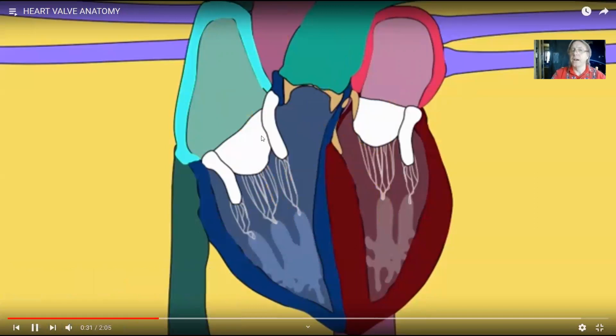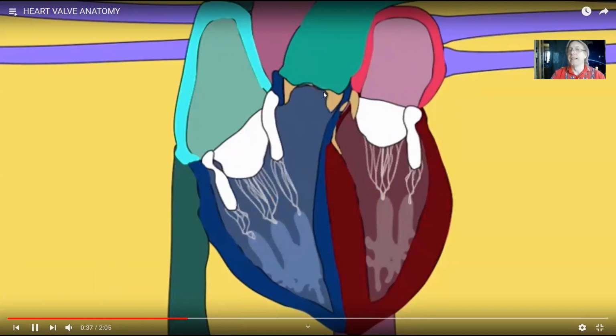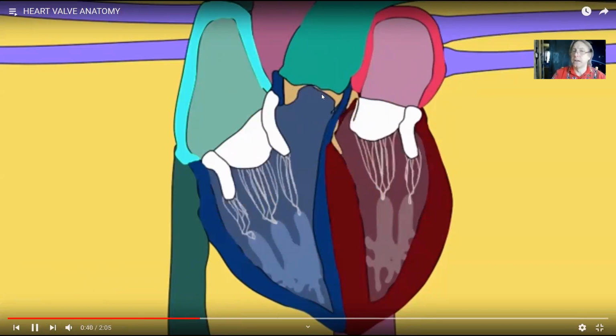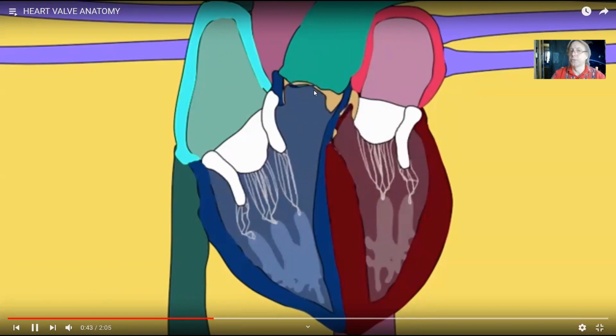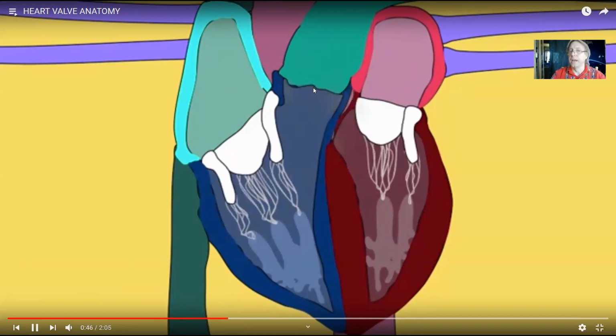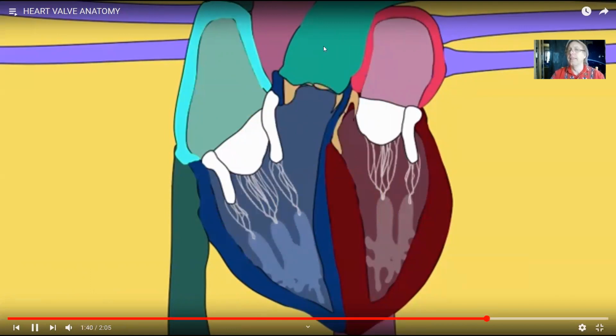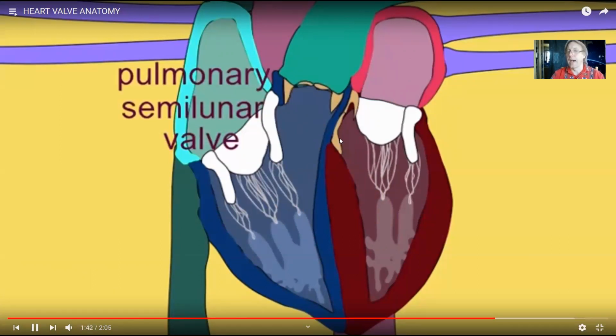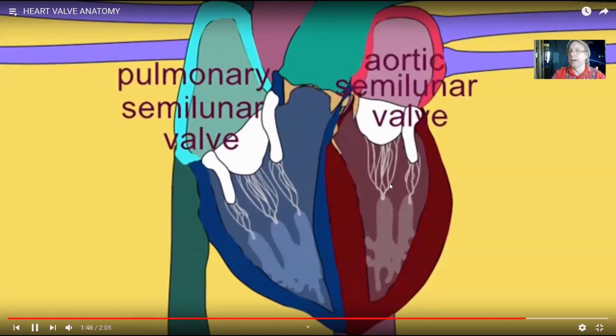So the AV valves can close to stop blood from going back into the atria, and the semilunar valves are at the base of the vessels. So there's a pulmonary semilunar valve at the base of the pulmonary trunk. There's an aortic semilunar valve at the base of the aorta. These close when blood is trying to come back into the ventricles. So the semilunar valves open when blood is going the right way, going from a ventricle into these vessels, and they close when blood attempts to go the wrong way and return into these ventricles.